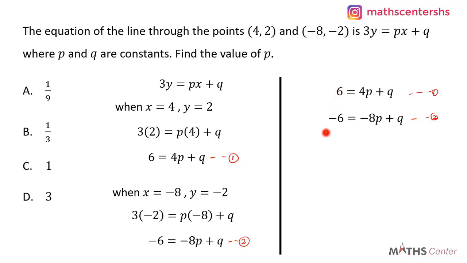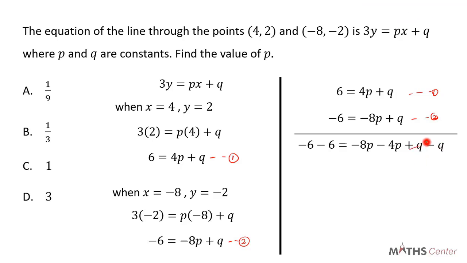When I do that, I'll have -6 minus 6 is equal to -8p minus 4p plus q minus q. Plus q minus q will give us 0. -6 minus 6 will give us -12. And -8p minus 4p will give us -12p.